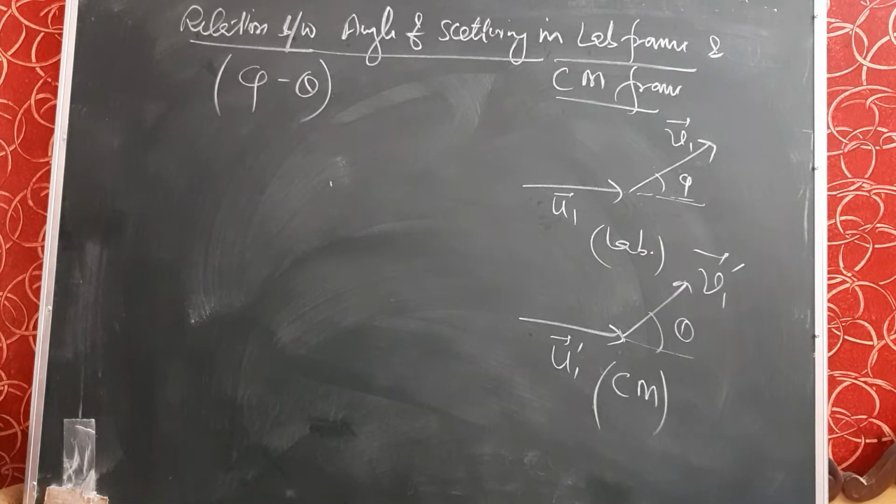So what is phi, what is theta? It has been defined by the concept of velocity before and after collision. Now we will use the concept of vector product.